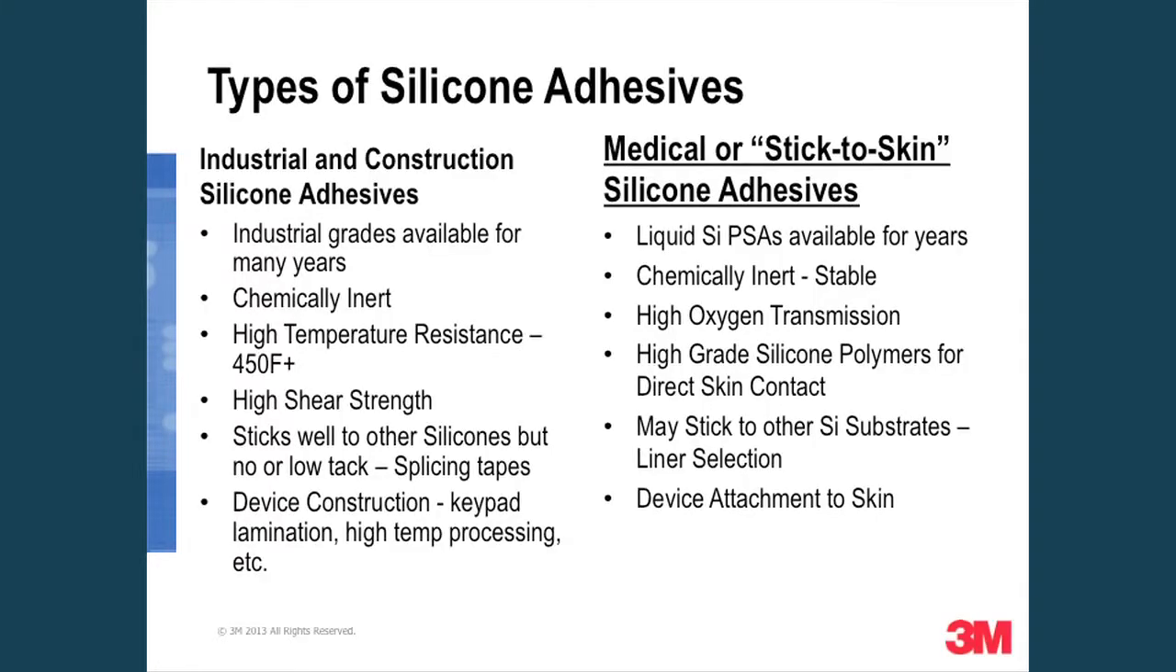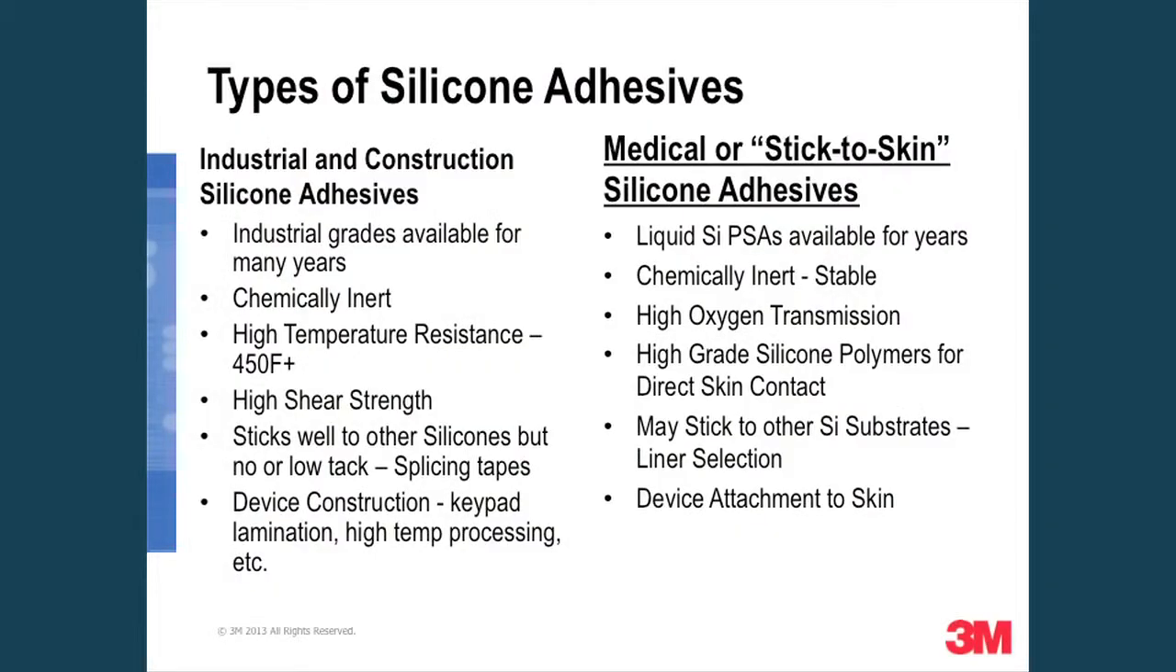Liquid silicone adhesives have been available for many years. They are chemically inert, so they're stable in use and aren't affected by outside chemicals that might be used near them. They're high oxygen transmission. They're well noted for that property, and so you get very healthy skin underneath the silicone adhesive. There's a high grade of polymers that are used against the skin, and it may stick to other silicone substrates, but we're going to be talking about the ones that are designed specifically for skin and the liner considerations that have to be used for that, and device attachment to the skin.